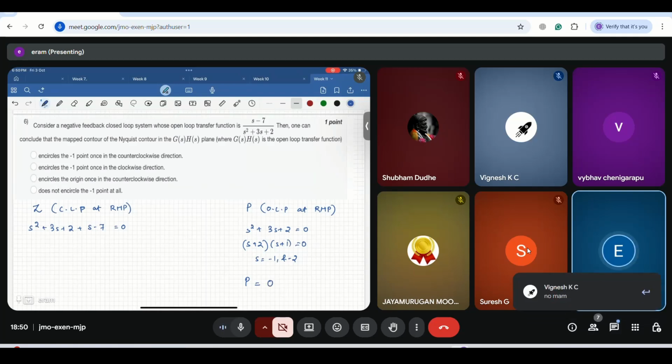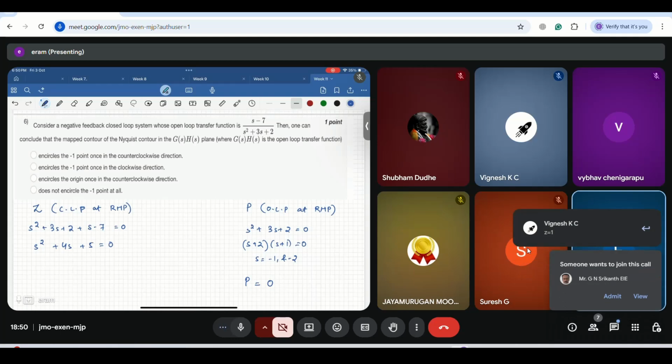So P will be 0. Now what will be Z? Let's calculate it. It will be s square 4s plus 5. So this we have already calculated earlier also.